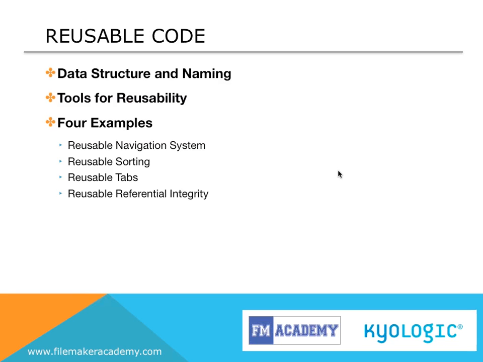So now we'll talk about the second part of this, which is talking about reusable code. And the first part of this will be a little dry, but I think it's important, and that is we're going to be talking about the data structure and naming conventions and why they're important and how we can use them. The second is I'm going to talk about some tools for reusability. These are FileMaker tools, various functions that work well. And then I'm going to take you through 4 examples, the navigation system that I've discussed before and will show you, reusable sorting, reusable tabs, and reusable referential integrity tools. So I hope that these will be helpful for you.